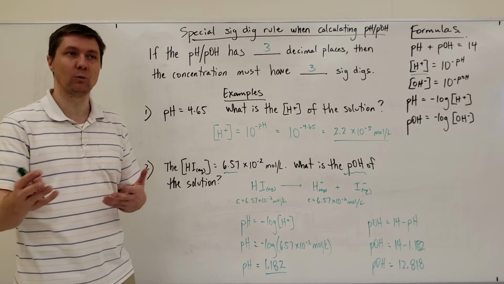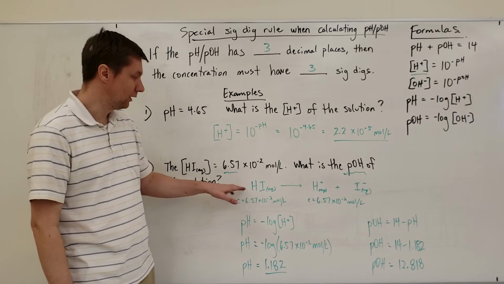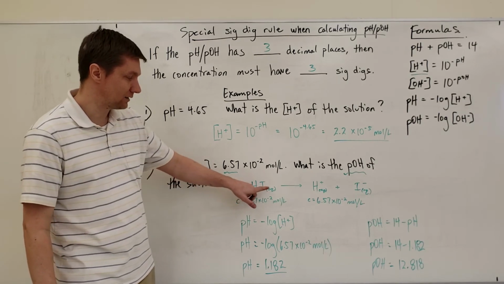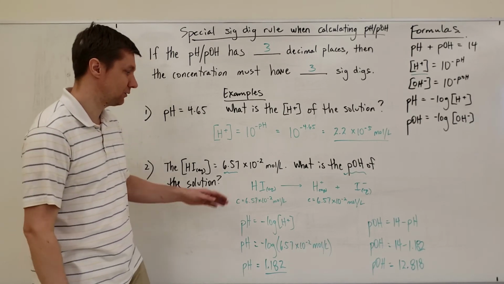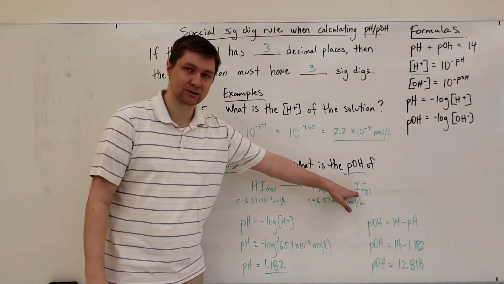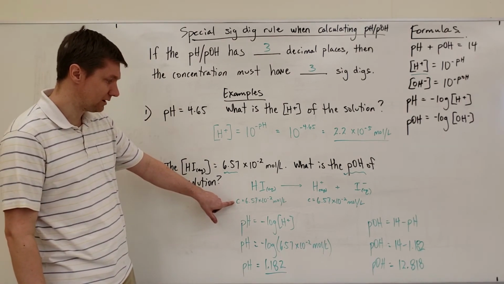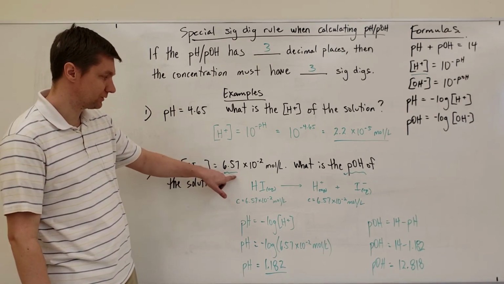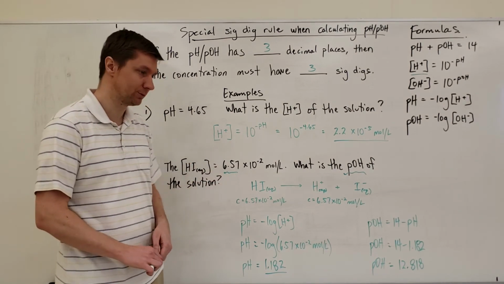And the way that we figure out whether they're the same or not the same is I have to write out an ionization equation. So if I have HI as my acid, I know that this acid is going to ionize. So I write out an ionization equation. It's going to ionize into H plus and I minus. Now, for this concentration right here, this is the concentration that was given to me in the question, which is 6.57 times 10 to the negative 2 moles per liter.